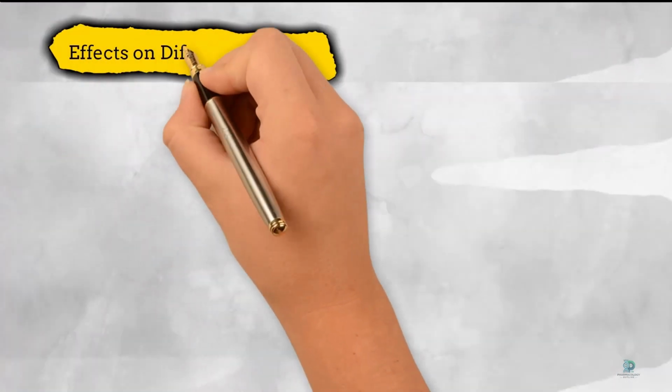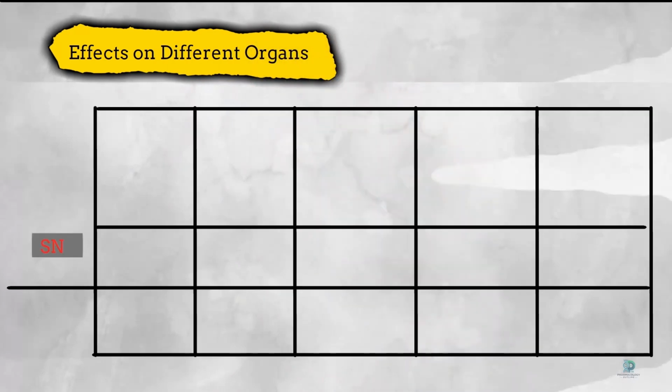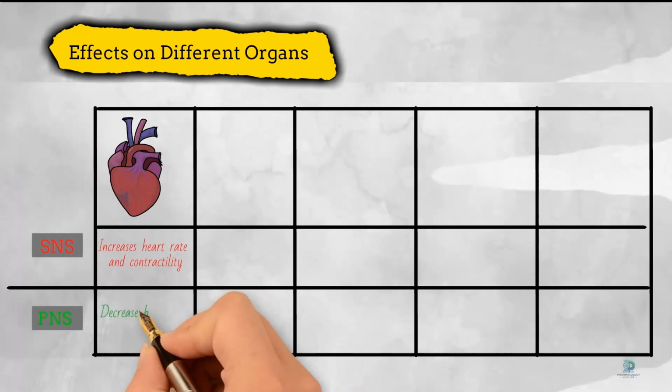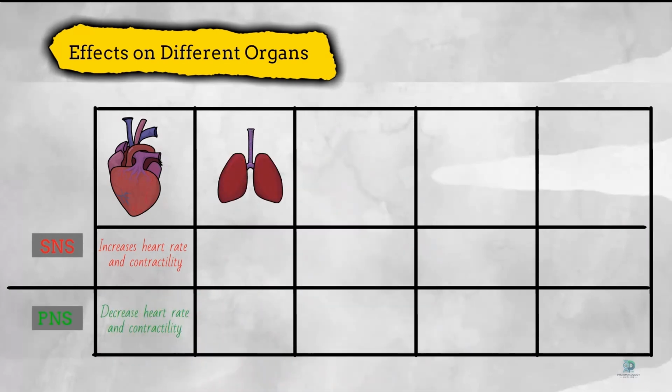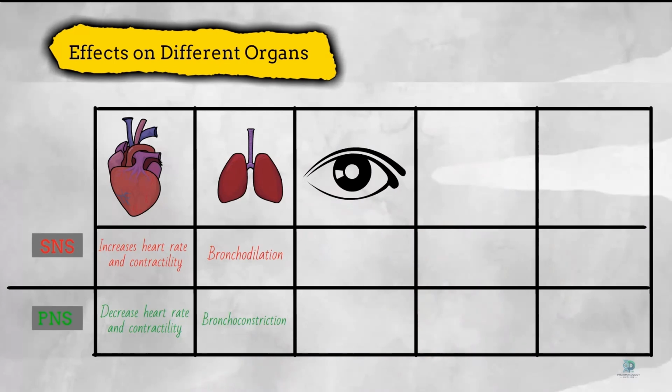Let's discuss the effect of sympathetic and parasympathetic systems on different organs. The sympathetic nervous system increases heart rate and contractility, while the parasympathetic system decreases them. In the lungs, the sympathetic system causes bronchodilation, whereas the parasympathetic system leads to bronchoconstriction. For the eyes, the sympathetic system induces pupil dilation, mydriasis, while the parasympathetic system causes pupil constriction, miosis.